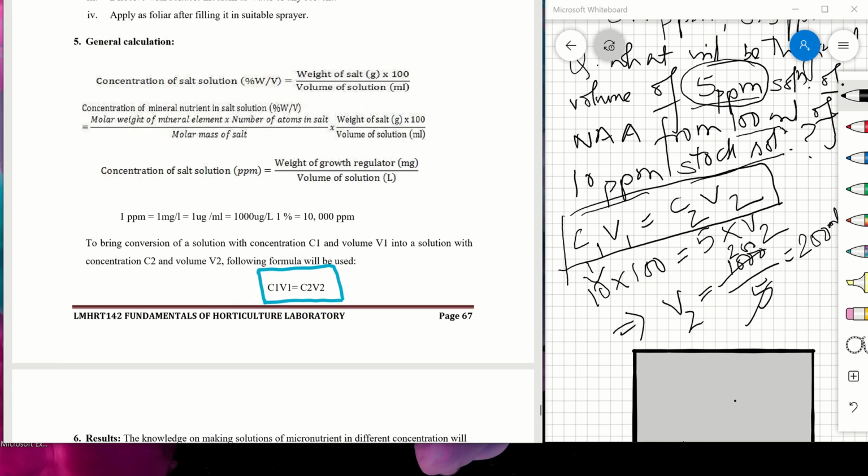Then what do you mean by ppm? 1 ppm equals 1 milligram per liter. You have to remember this. This is also important. This formula is also important.